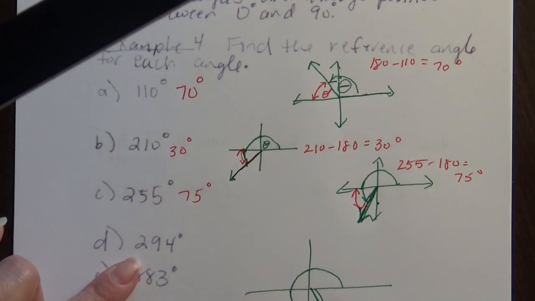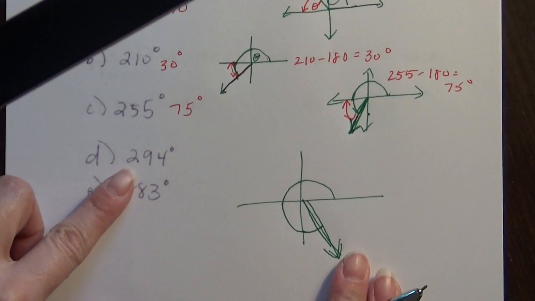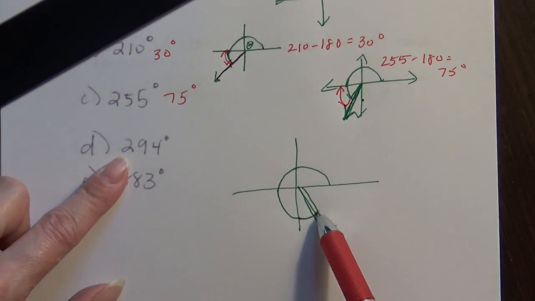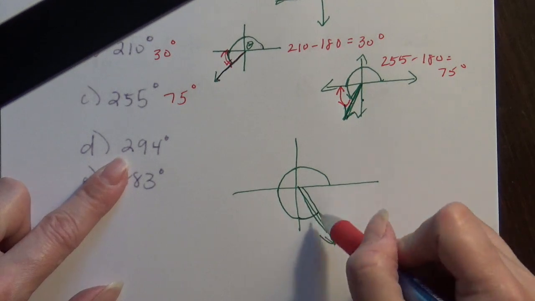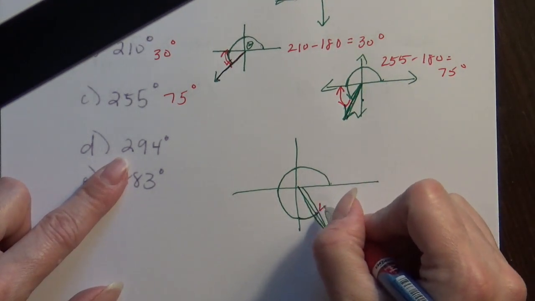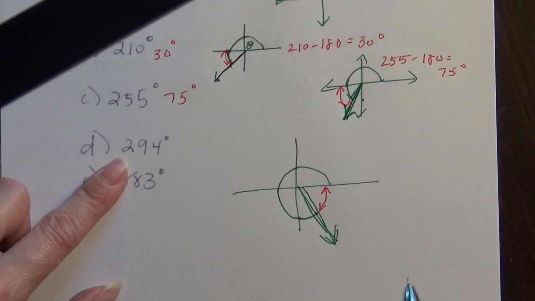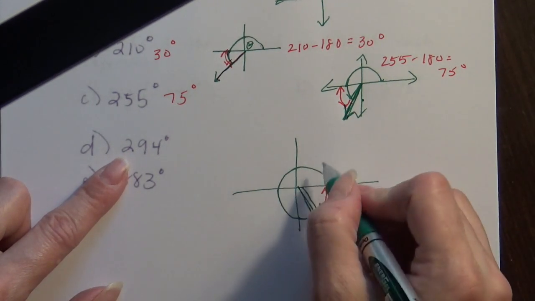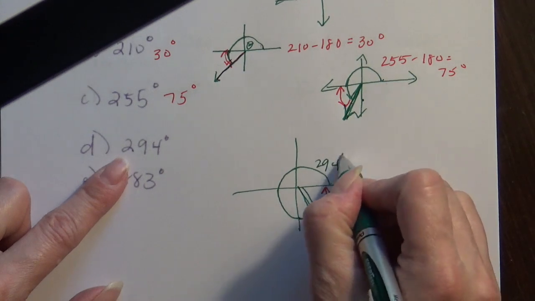I still need to find the shortest distance. Oops, I'm sorry, there's your picture. I need to find the shortest distance from the terminal side to the x-axis. I'm going to find that by going from here to here. So how can we calculate this angle? We know that this one was 294 degrees.